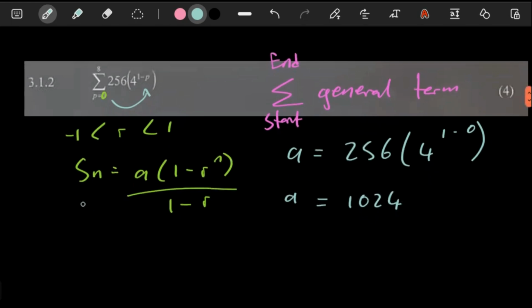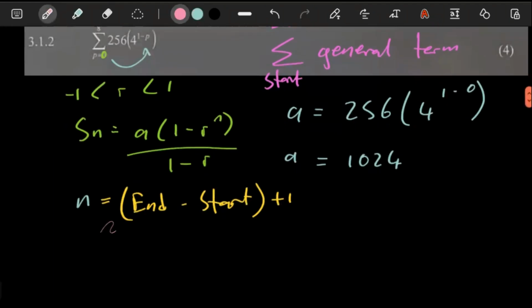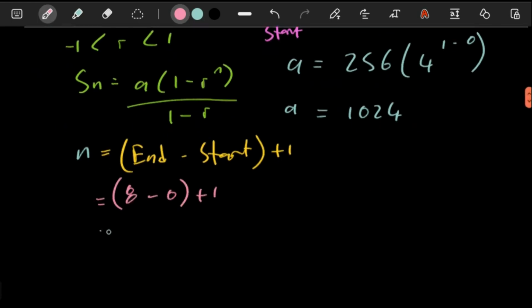So our value of N, I think this is where things get interesting. N has a formula. It's always where you're ending minus where you're starting plus 1. This is where people are probably going to lose marks, because you're ending at 8, you're starting at 0, then you need to plus a 1. That's just the formula for N when you have a sigma question. So this is 8 plus 1, which is 9.